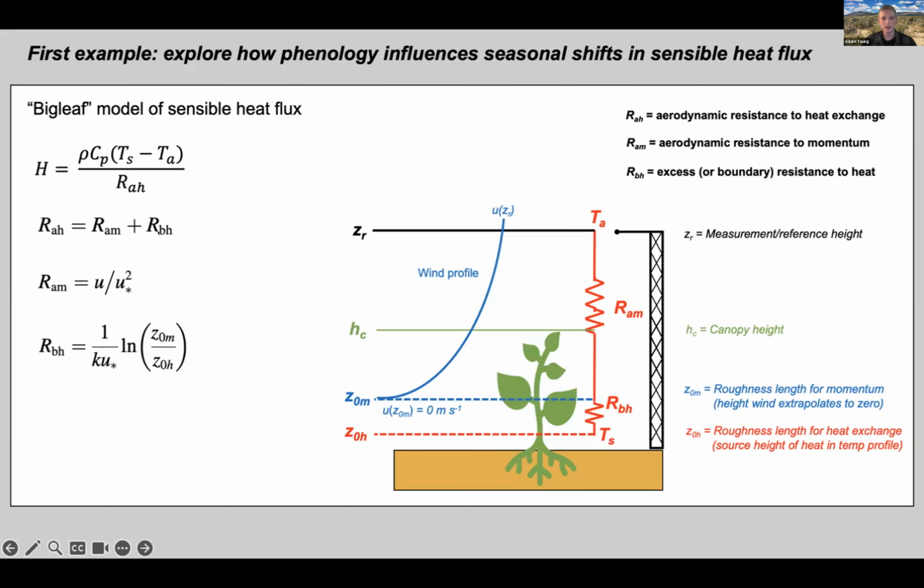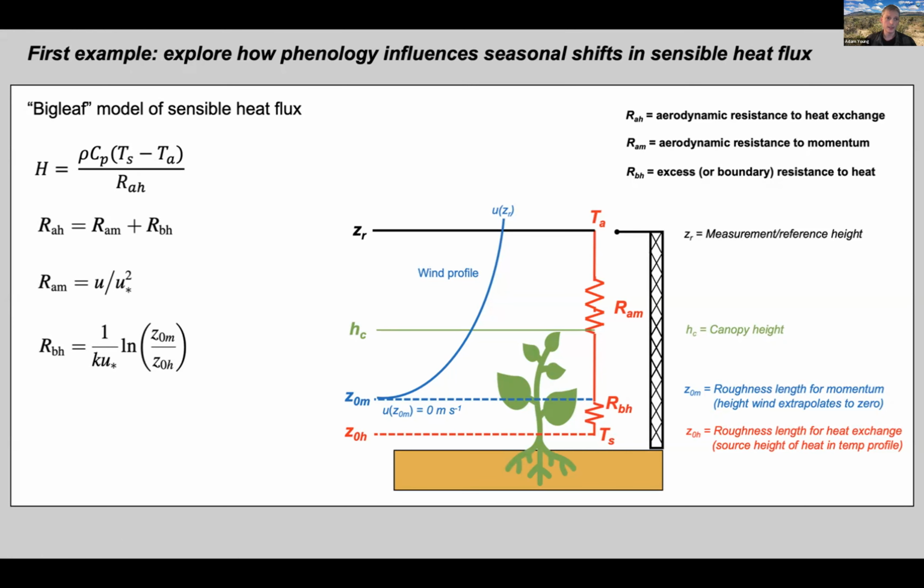And within this framework, the other key components I want to highlight are these two roughness lengths. The first one being the roughness length for momentum, which defines the height at which the wind profile extrapolates to zero. And then a roughness length for heat exchange, which is an empirical value that defines the source height of heat in the temperature profile from the surface to the atmosphere.